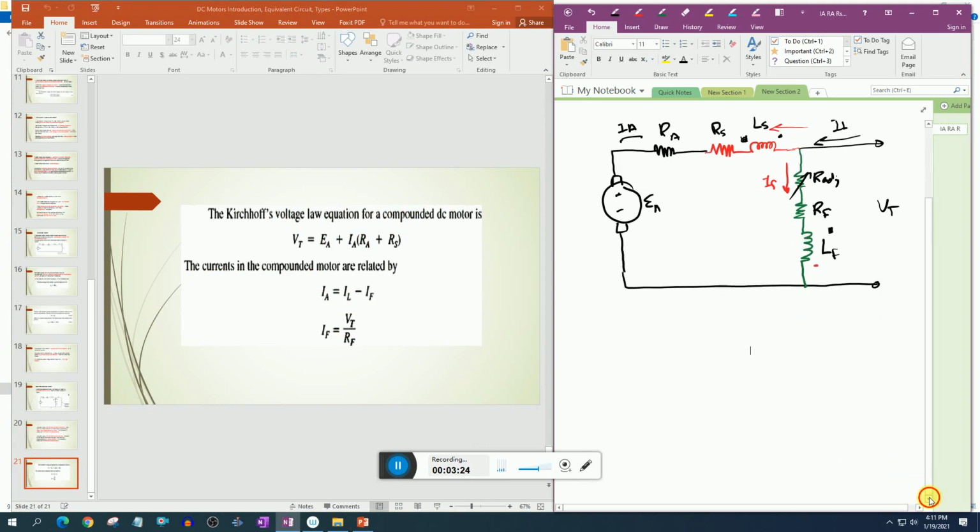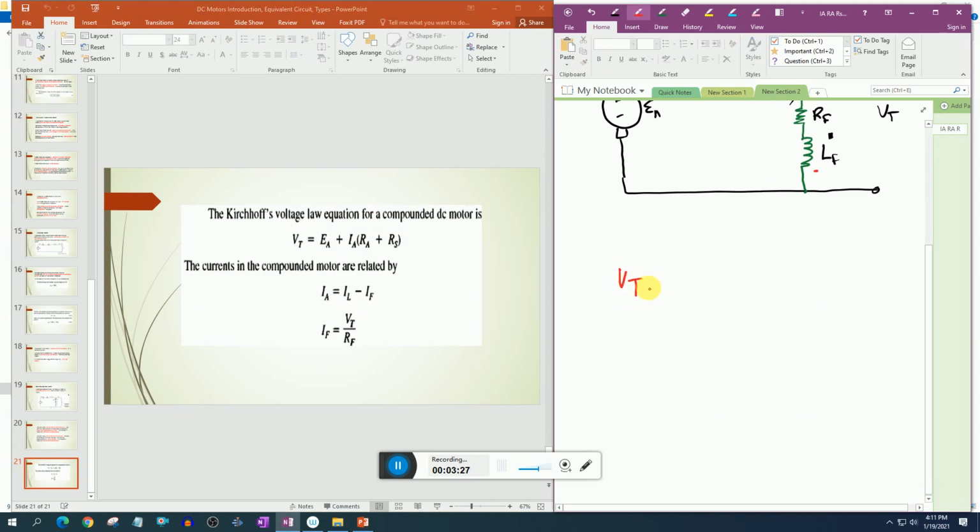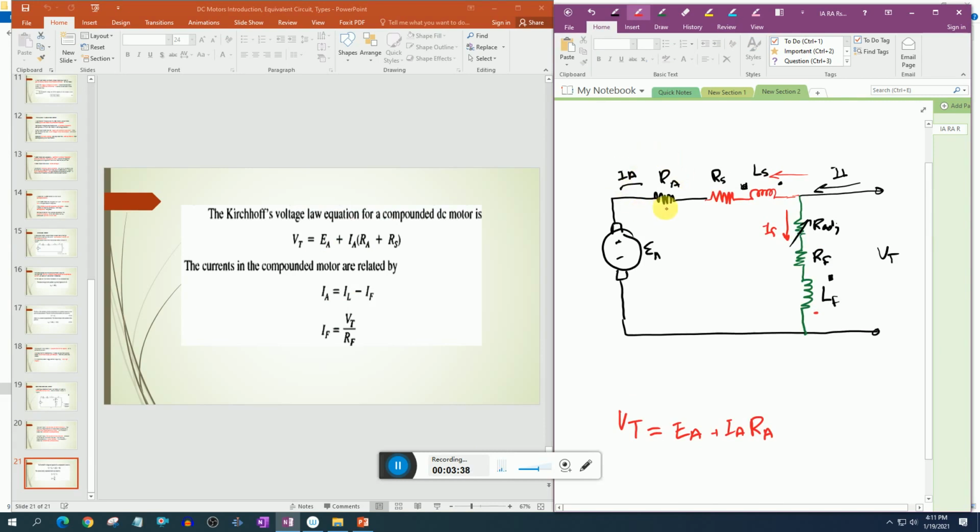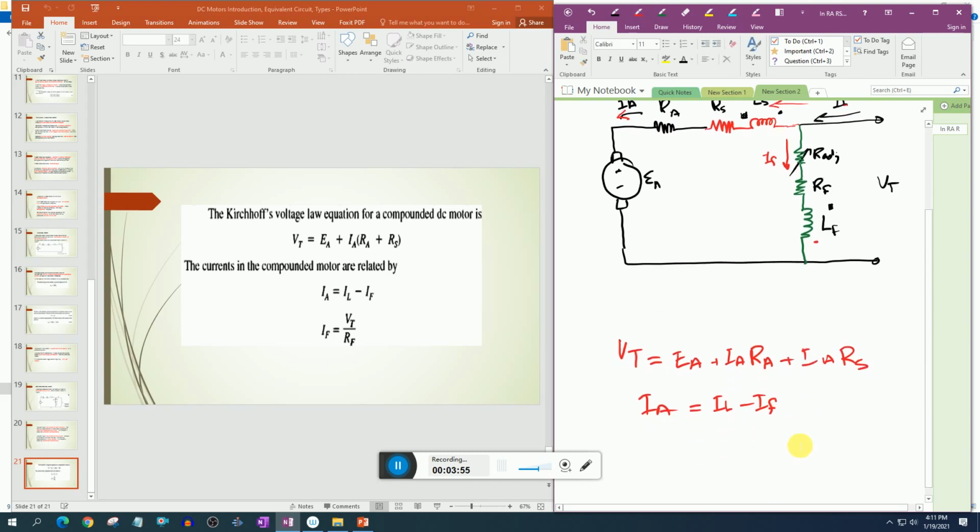And at the end, the voltage is given as EA plus IARA, like the voltage drop on this and the voltage drop on this, plus IARS, and IA, if this direction is this, is equal to IL minus IF, and IF will become Vt, this is the Vt divided by Rf.